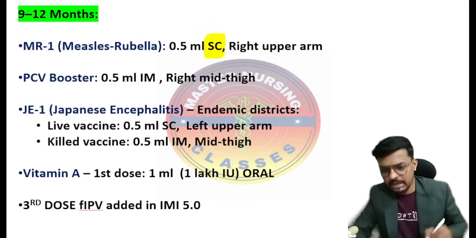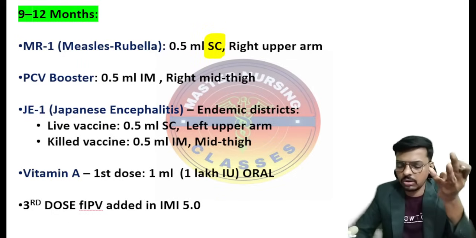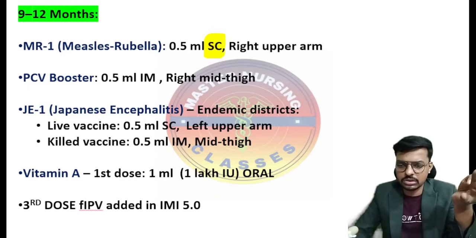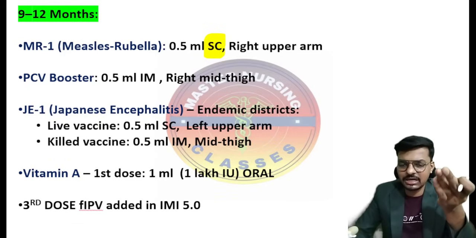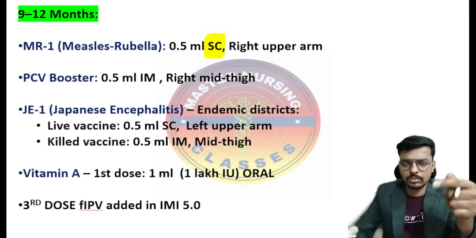Please remember, till now we have studied the pentavalent vaccine by the IM route, oral polio by the oral route, and BCG and the fractional IPV by the intradermal route, and no vaccine we studied till now by the subcutaneous route. Now we are studying the first vaccine, the MR vaccine, by the subcutaneous route.